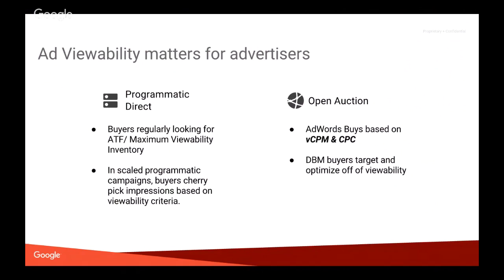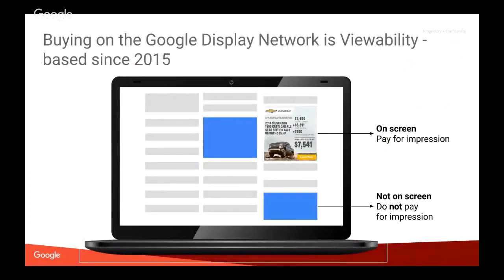And also in DoubleClick Bid Manager, buyers are able to target and optimize on viewability. I will show the screenshot shortly to explain the terms better. So in case you're wondering, Google Display Network has been viewability based since 2015. What does it mean? It means buyers will only get paid when the ad is shown on the screen. As such, the bid would be concentrated on viewable impressions.